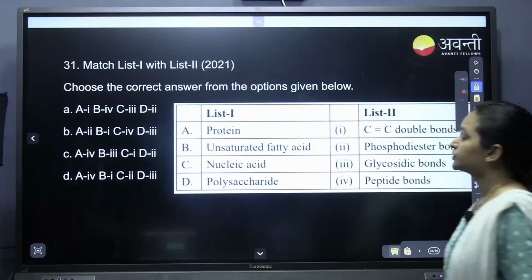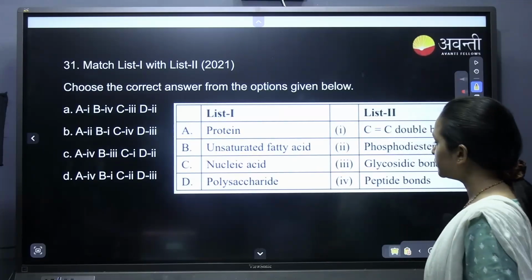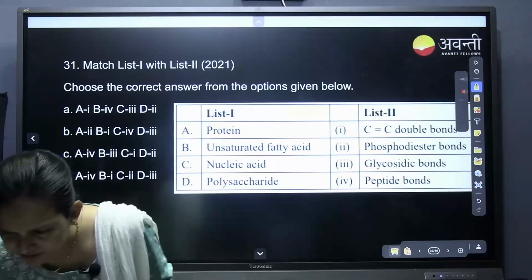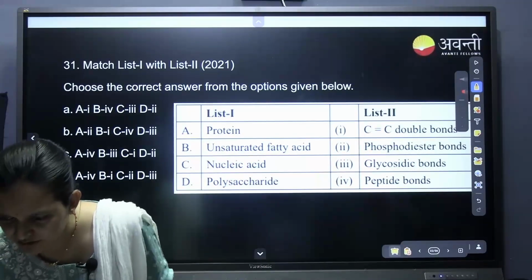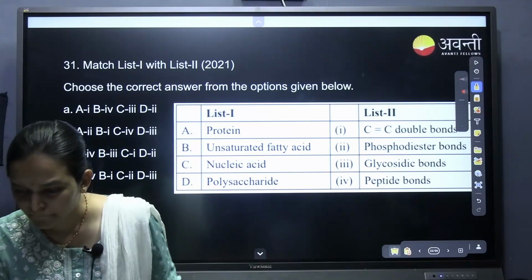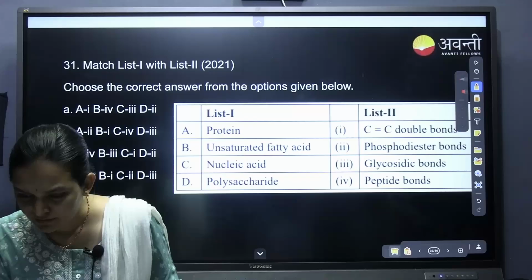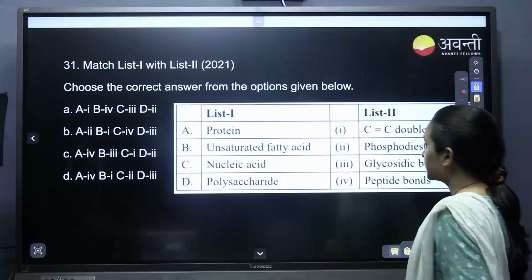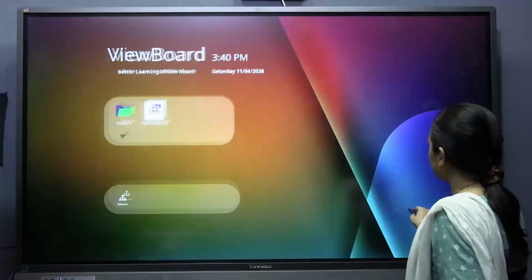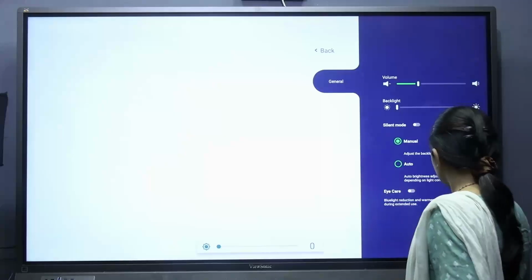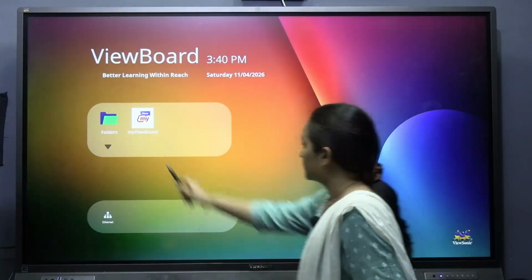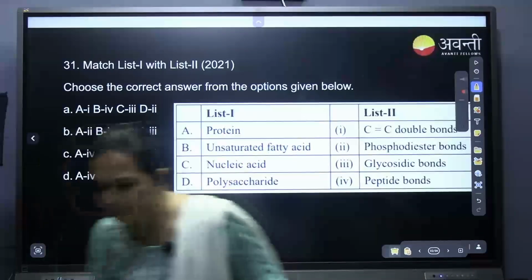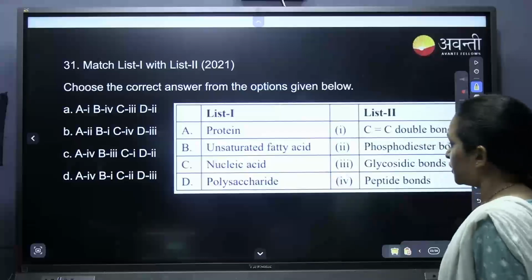Match list 1 and 2. Protein. It's very easy. Would you match the list and tell me? Are you able to see the screen, children? Yes, ma'am. Or should I decrease the brightness? One second, hold on. Option D. Yes. Option D.